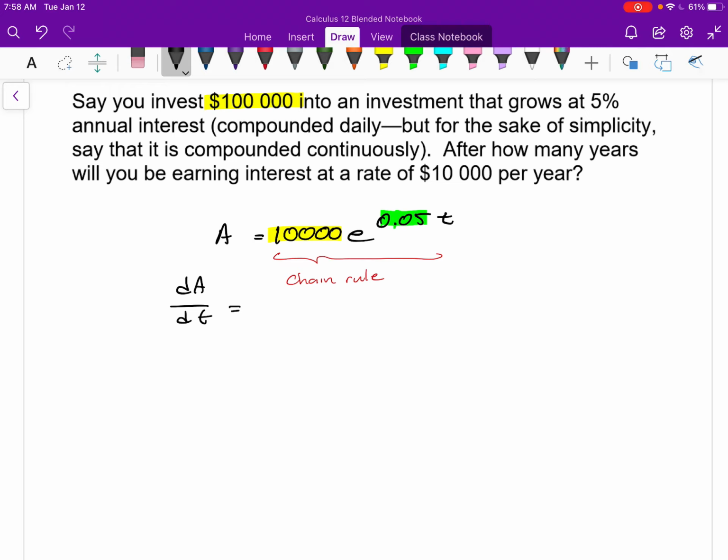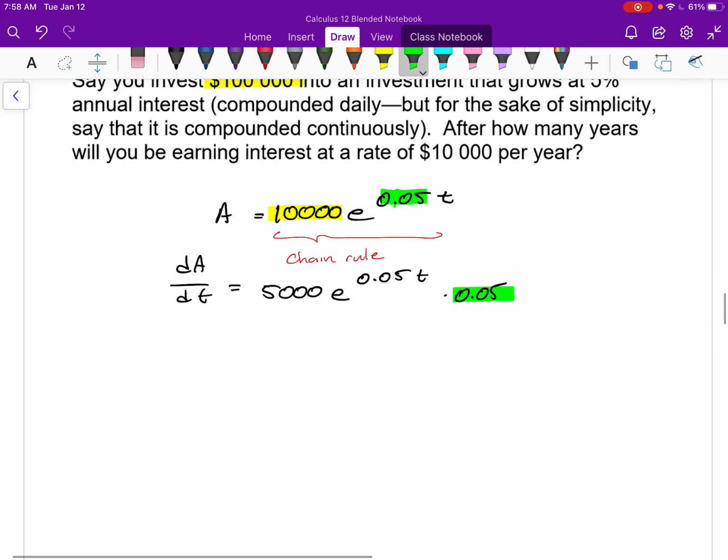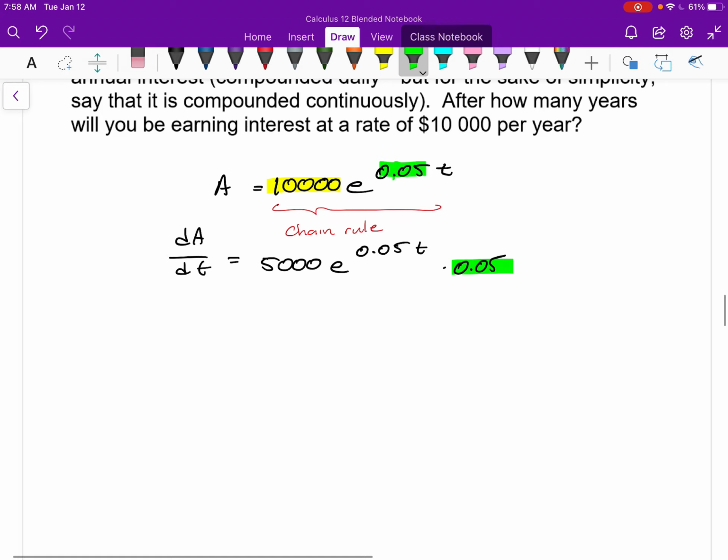So when I use the chain rule, I'd go 10,000 times 0.05. I'll just do that right away and get the 5,000. e to the 0.05t times the derivative of the inside function, which is 0.05. Because the inside function, again, is a linear function. Oh, sorry, I screwed up. And I'm too lazy to re-record everything before. Let's go back in time a moment.